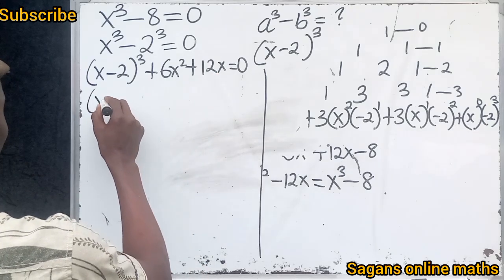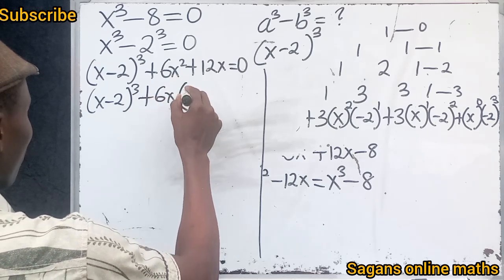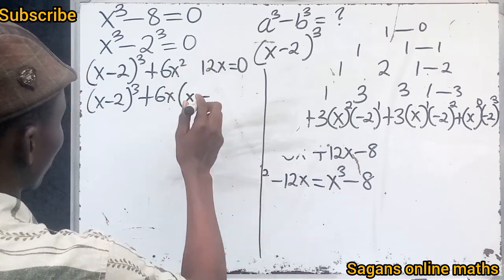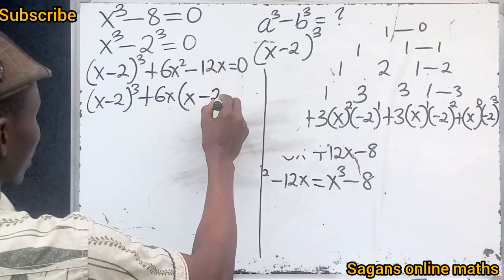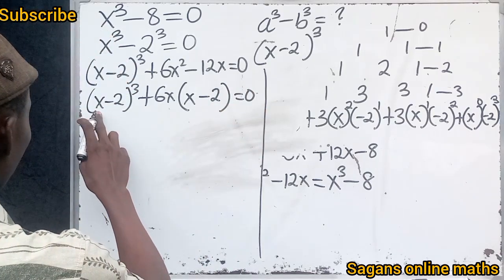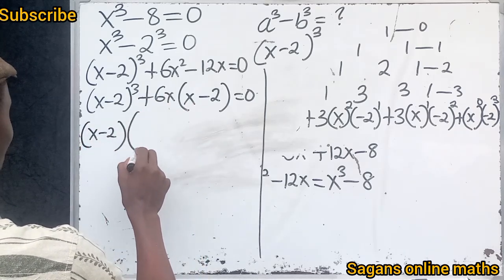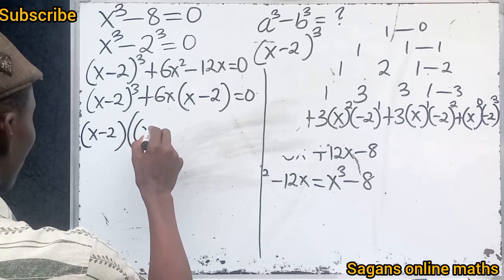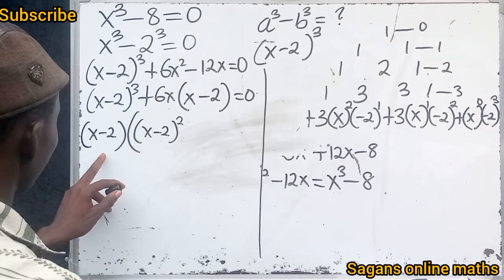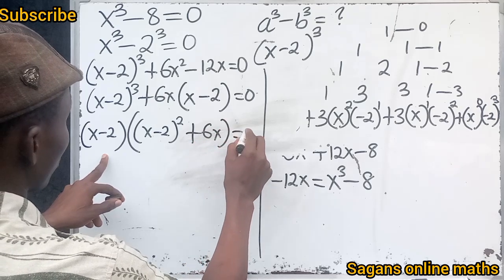So now this is (x − 2)³ + 6x(x − 2) = 0. Divide this by this, we have x; divide this by this, we have minus 2, sorry, here was minus 12, so divided by it we have minus 2. Now consider what is common: we have (x − 2)³ and (x − 2). So (x − 2) is common, and dividing this by this we have (x − 2)² plus 6x equals 0.